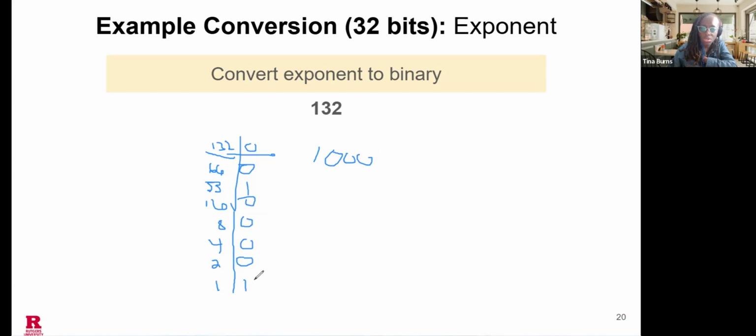Seems a little bit large. Maybe not. Let me see. 1, 2, 3, 4, 5, 6, 7, 8. So 1, 2, 3, 4, 1, 0, 0 is going to be our number. So this is our binary representation.